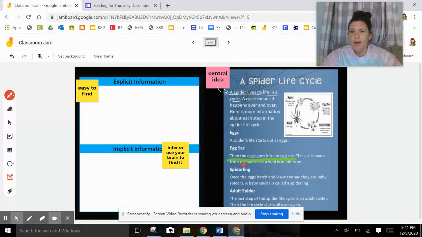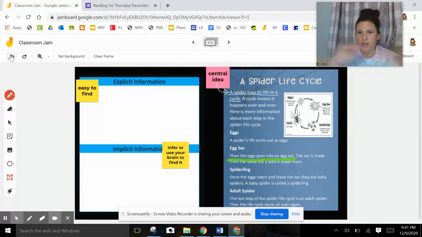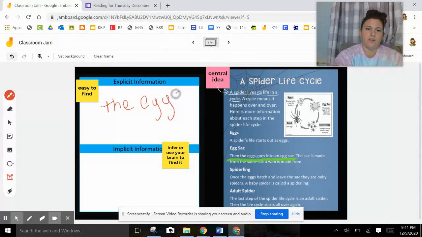The one sentence that I want us to focus on is this one right here that's underlined in green. So the explicit is exactly what it says. It's the easy to find information. It's literally saying it right there in front of you. So it says, then the eggs go into an egg sac. So we're going to say the eggs go into an egg sac.